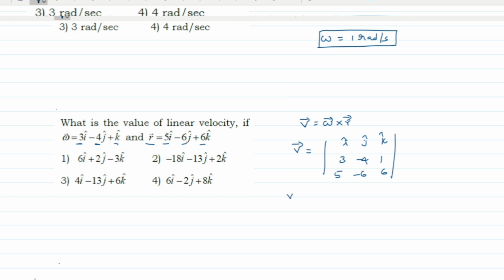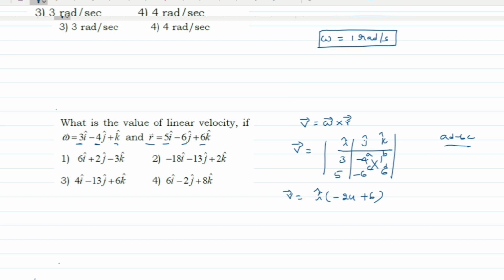So V bar equals, by using the AD minus BC principle, right? When you are taking this, first row and first column you have to omit, and let us take it as ABCD. So AD minus BC, just cross multiply: i cap into minus 4 into 6, minus 24, minus BC. BC is minus into minus, plus, so we will be getting plus 6.